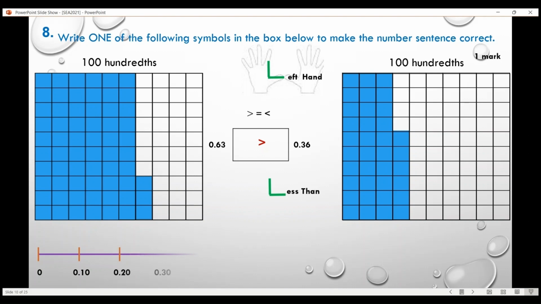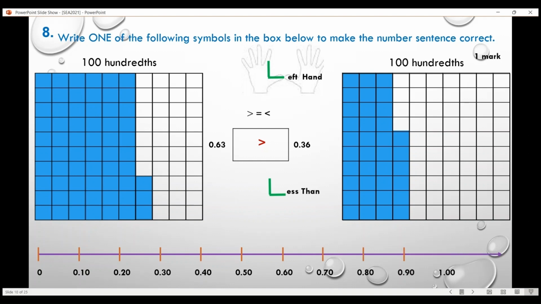So we can look at it as a number line. And if we put up the number line 0.10, 0.20, right? We wanted 0.63. It's somewhere between 0.60 and 0.70. So we just indicate a general idea where it is. And 0.36 will be between 0.30 and 0.40. So we could clearly see the one on the right side in red is larger than the one in green. So 0.63 is greater than 0.36.